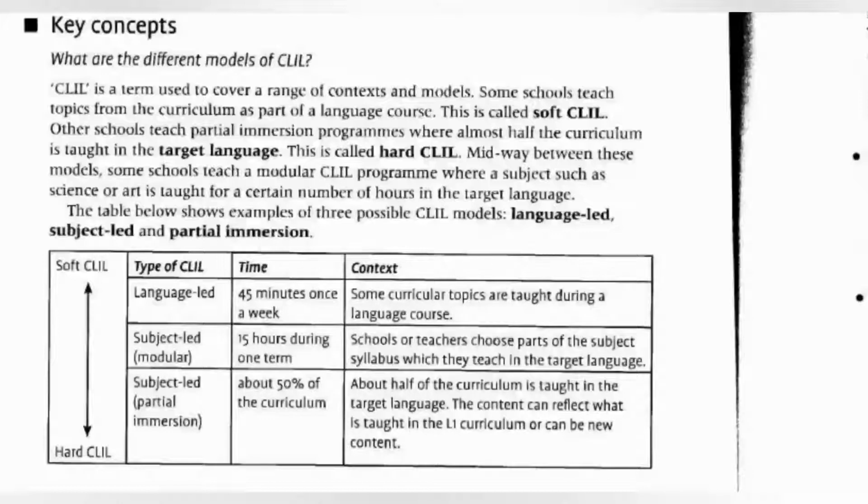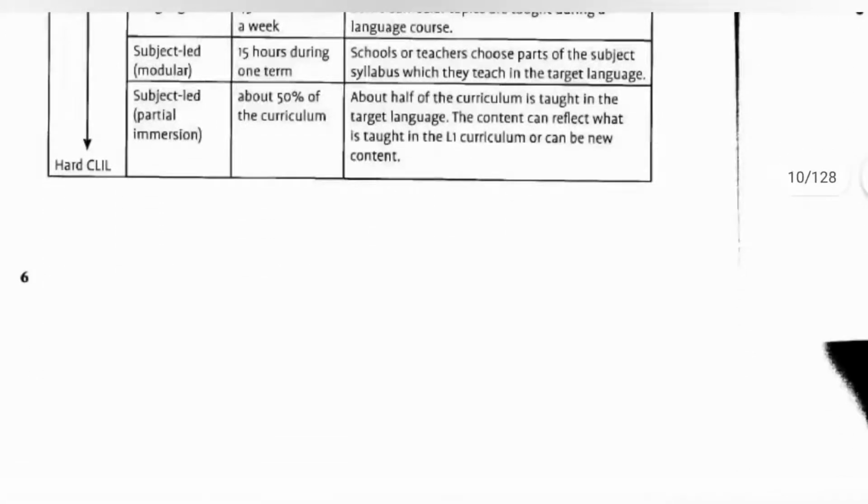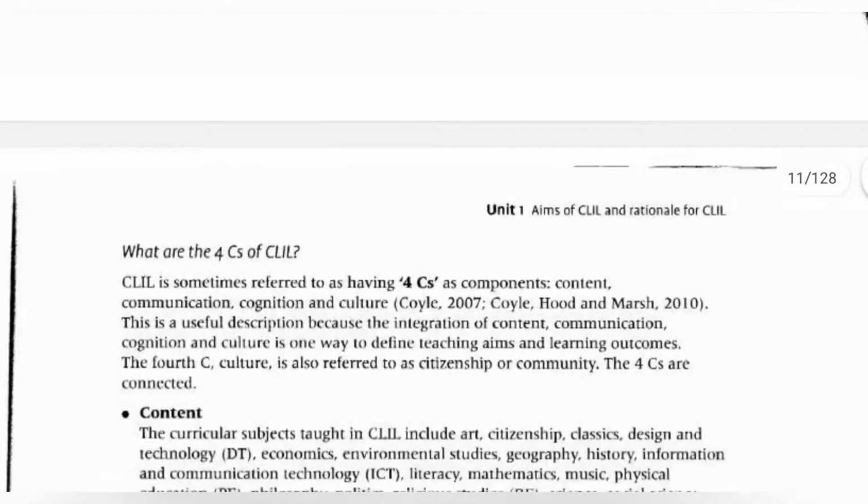Midway between these models, some schools teach a modular CLIL program, where a subject such as science or art is taught for a certain number of hours in the target language. The table below shows examples of 3 possible CLIL models: language-led, subject-led and partial immersion.